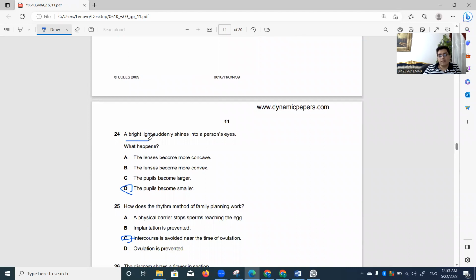A bright light suddenly shines into a person's eye. Here we want to control the size of the pupil to prevent entrance of severe light, as extra light entering through the eye may cause damage to the retina, which is at the back of the eye. In order to prevent this damage, the pupil gets smaller so that a small amount of light enters.